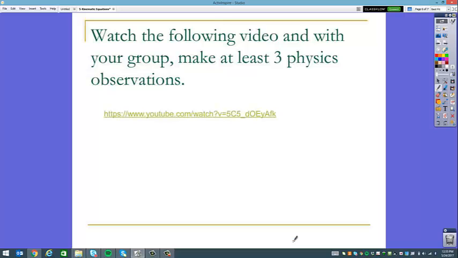Okay, so you can see that the 2 things hit the ground at the same time. So discuss for a minute with your group some of your observations. Okay, so come up with at least 3 physics observations. So telling me that there's an astronaut on the screen, that's not a physics observation.